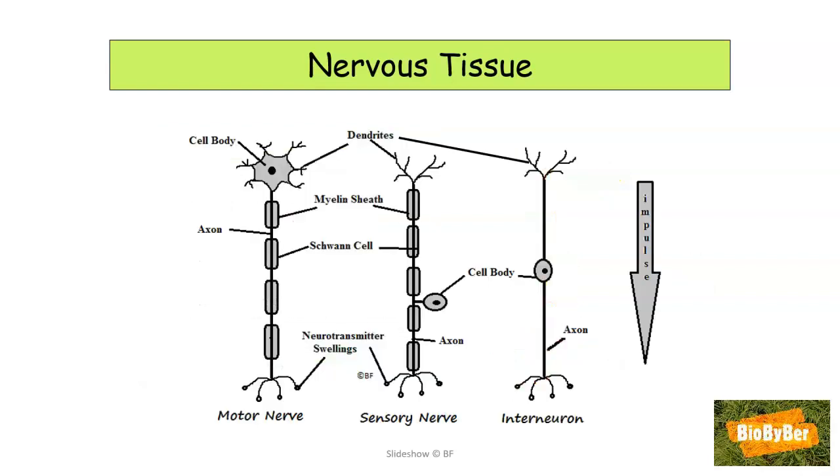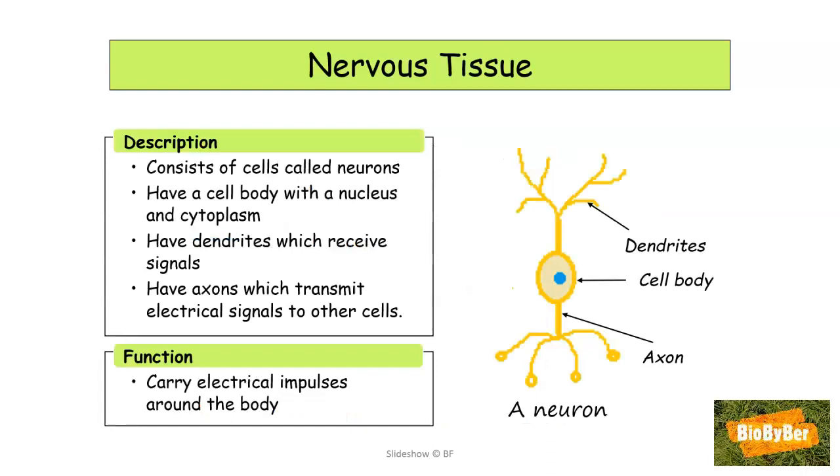So, irrespective of whether the neuron is a motor nerve, a sensory nerve, or an interneuron, we will see that each of these nerve cells has a similar structure. They all have a cell body, they all have dendrites, and they all have axons, thus illustrating the fact that nervous tissue consists of similar cells. All these cells unite or work together or are adapted for carrying electrical impulses around the body.